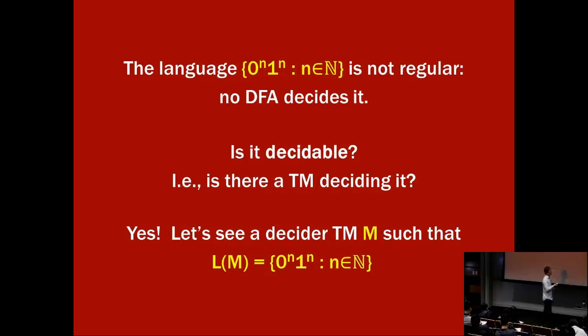So we saw this language back when we were talking about DFAs and regular languages, 0 to the n, 1 to the n, which was not regular. No DFA can decide this language. And what I'd like to show you now is that it is decidable. It is computable. There is a TM that decides it. And it's really going to be quite like that idea of checking for a 0 at the beginning, a 1 for the end, then moving inside, checking for 0, 1, moving inside, checking for 0, 1, etc.